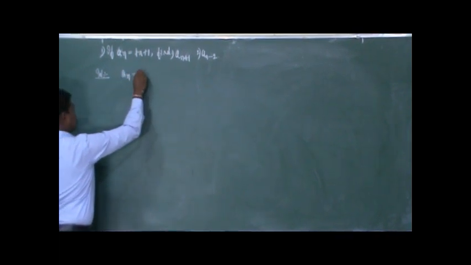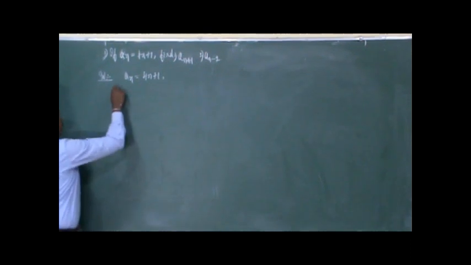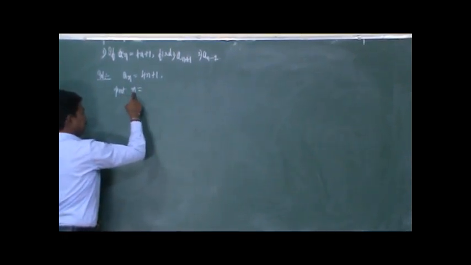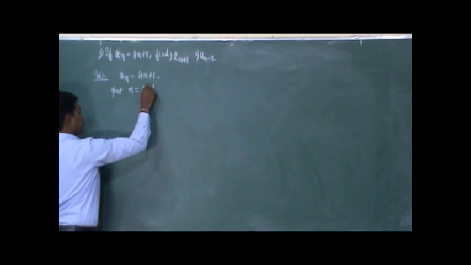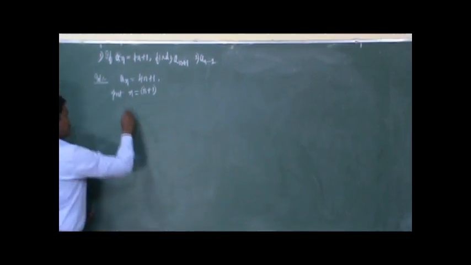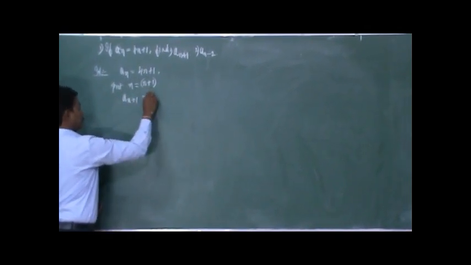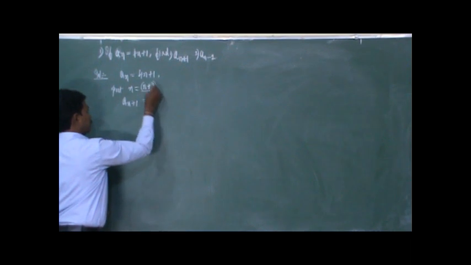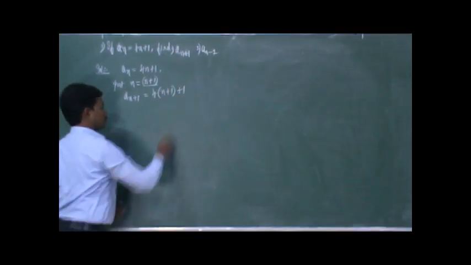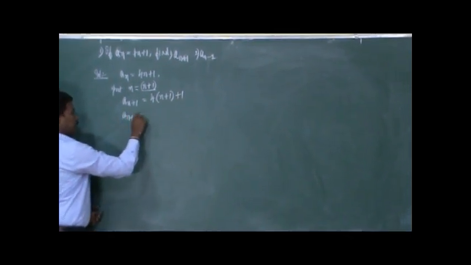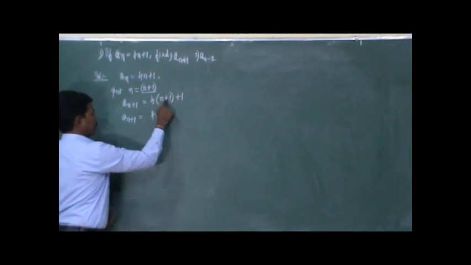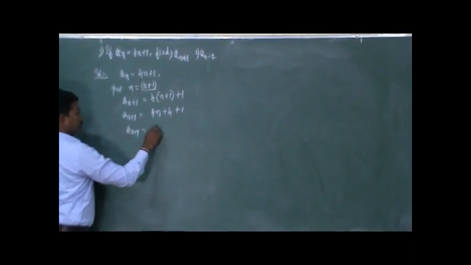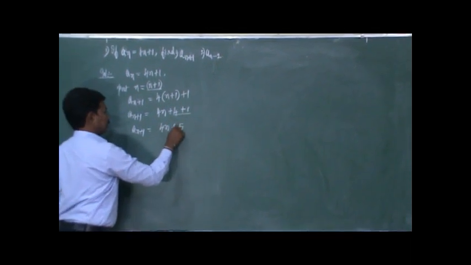Write down the nth term. a_n is equal to 4n plus 1. In order to find a_{n+1}, substitute n plus 1 in place of n. That is, put n is equal to n plus 1. So a_{n+1} is equal to 4 into, substituting n plus 1 in the place of n. As it is a binomial, we have to put it inside brackets: n plus 1 plus 1. So a_{n+1} is equal to 4 into n, that becomes 4n. 4 into plus 1 is plus 4, plus the 1 carries. So a_{n+1} is equal to 4n plus, add the constants, that is 5.